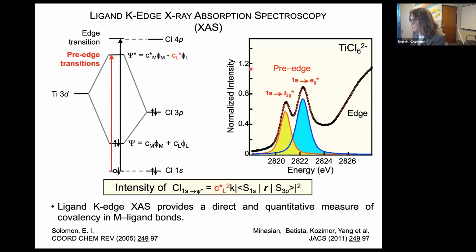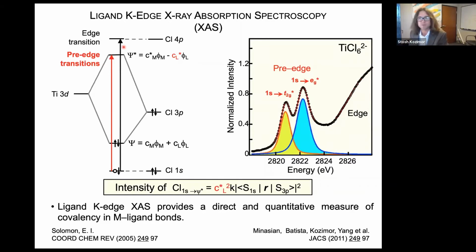So I'm plotting normalized intensity on the y-axis, and I'm plotting energy in electron volts increasing from left to right on the x-axis. In a Ligand K-edge X-ray absorption measurement, we start at low energy and increase the energy of the excitation source, and eventually you move into this pre-edge region where you have bound state transitions, where you're exciting a chlorine 1s electron into an antibonding orbital that exists because there's covalent bonding between the metal and the ligand valence orbitals. When you go up higher in energy, you start to access the edge transitions, where there are excitations into the chlorine 4p, 5p, and 6p.